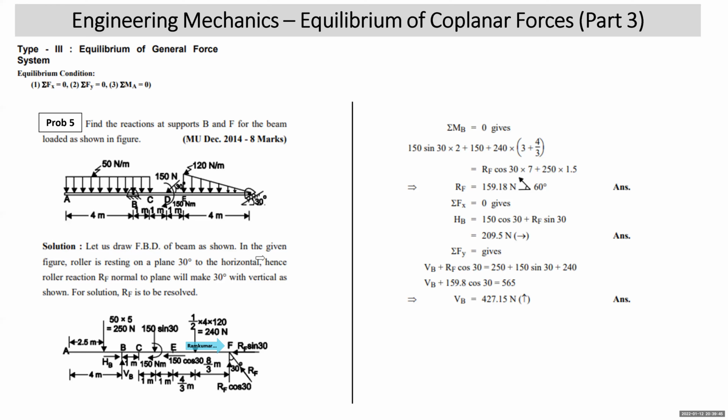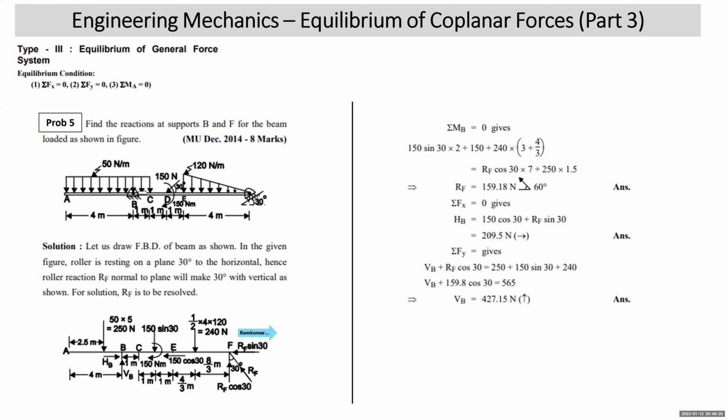Let's draw FBD of the beam as shown. In the given figure, roller is resting on a plane 30 degree to horizontal. Hence, roller reaction RF normal to the plane will make 30 degree with vertical as shown in the figure. Then RF has to be resolved. Adjacent is cos, other is sine. Student, when you are in general force system, do remember that you cannot resolve the force anywhere on the line of action. You have to resolve the point force exactly at the point where it is acting on the body. So we resolved it at the point F, RF cos 30, RF sin 30. Matter is over.